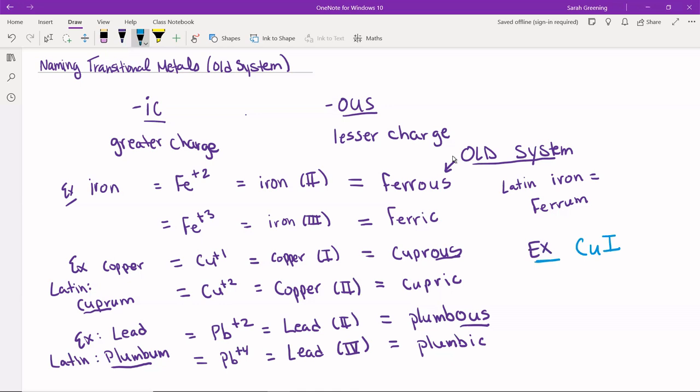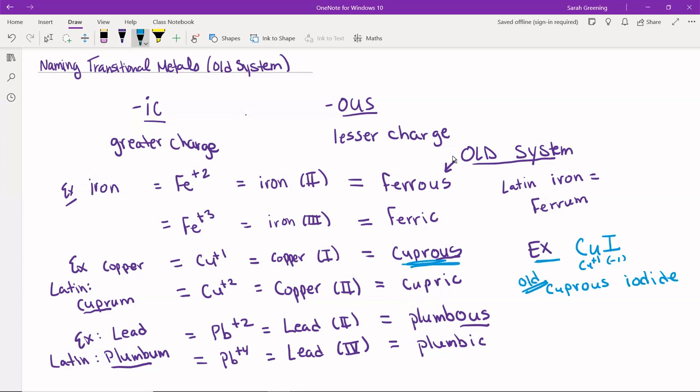if we were naming this in the standard system, we would first have to figure out the charge on copper. We know that iodine has a -1 charge, so there's only one copper atom for every one iodide atom, so the charge on copper is a +1. So +1 on copper means that we're going to use cuprous if we're looking at the Latin system. So we would have cuprous iodide.